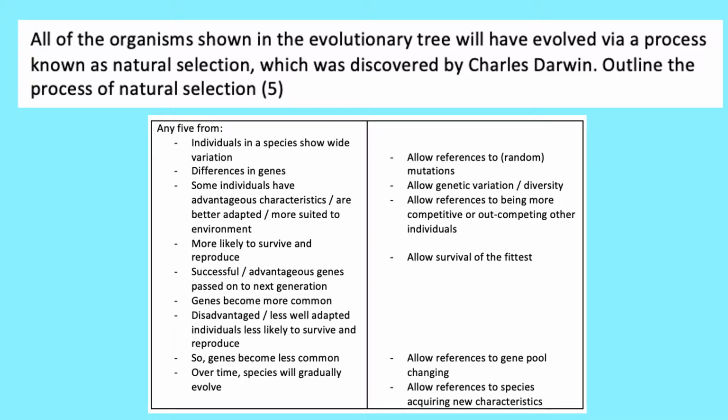Because those disadvantaged individuals are less likely to survive and reproduce, their genes become less common, and the advantageous animals will continue to reproduce more and more so that their advantageous characteristics spread throughout the species. Over time, the species will gradually evolve, and because those genes have spread throughout the population, all of those individuals will then carry the advantageous and new characteristic.